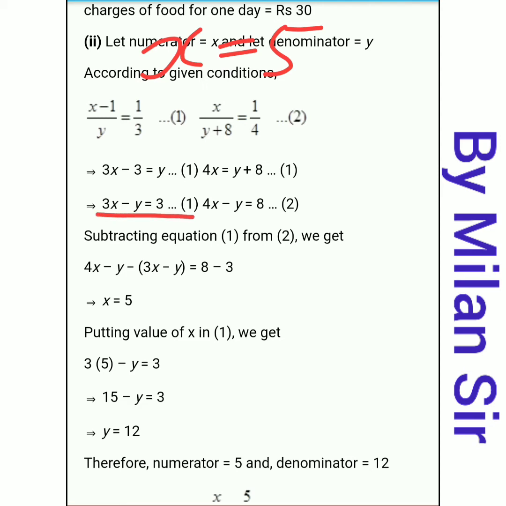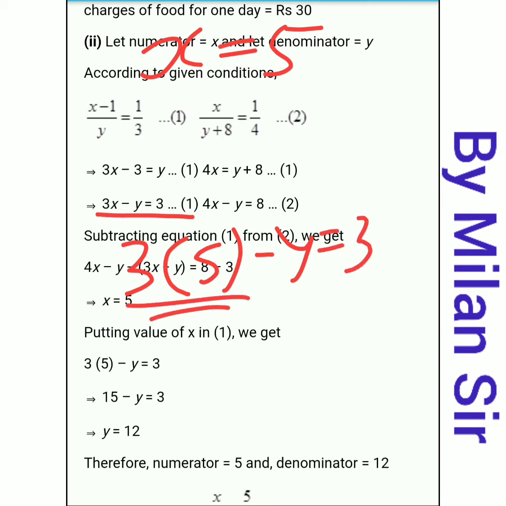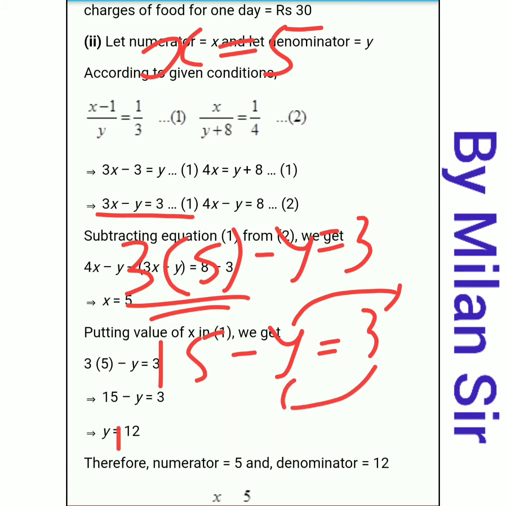So equation number 1, 3x minus y. In place of x I am writing 5, minus y as it is equals to 3 as it is. Now 5 3s are 15, minus y as it is equals to 3. Now transfer this y to the right hand side, because we want plus y, that's why. And transfer 3 to the left hand side. So 15 as it is, plus 3 becomes minus 3, and minus y if we transfer to the right hand side becomes plus y. Now 15 minus 3 is 12. So y is equal to 12.